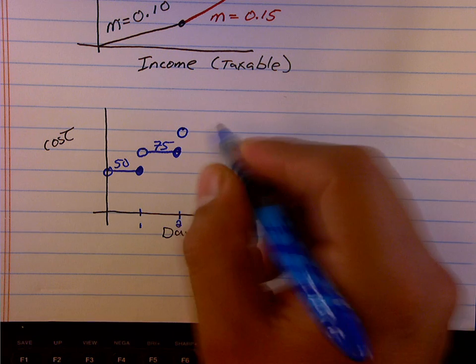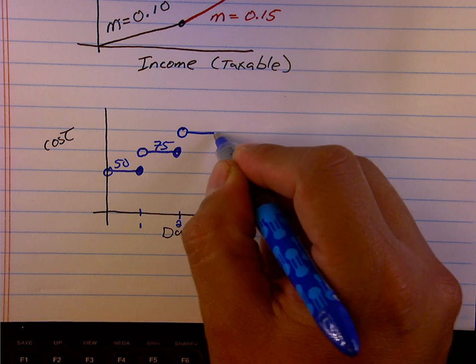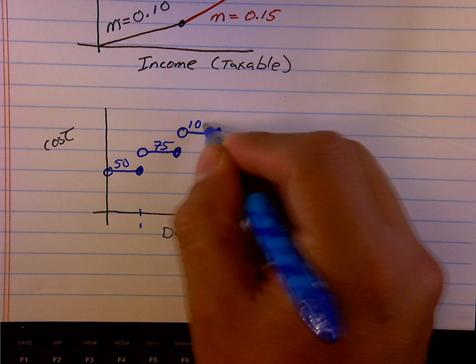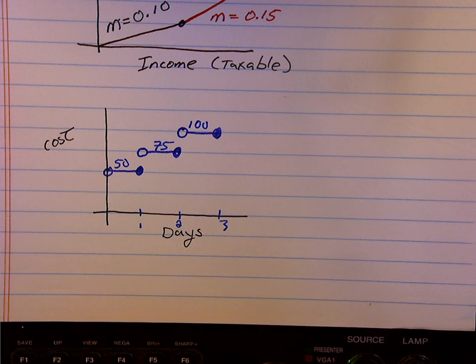Once you break into the third day, it's going to jump up again an additional $25. So now you're in day 3, and you're going to pay $100 no matter what time of day you bring it back. This is called a step function, and it also is a piecewise function. So every single step is a different piece of the function. These are 3 examples of common piecewise functions you see every day.